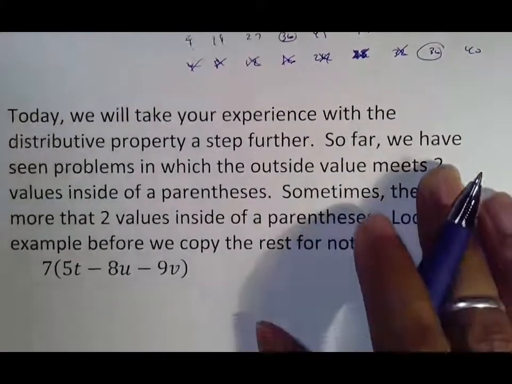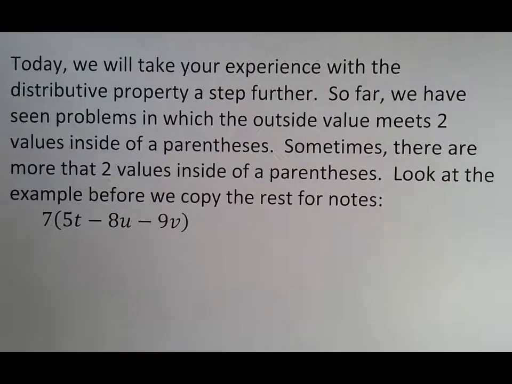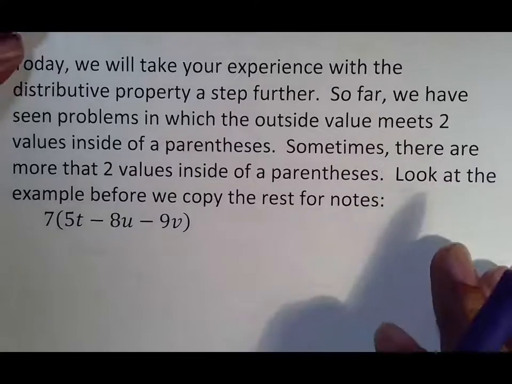So today what we're going to do is take your experience with distributive property a step further. So far we've seen problems where the outside value meets 2 things inside of parentheses, but sometimes there's more than 2. There could be anywhere from 3 to 5 to wherever they want to put in there. So look at this example before we copy the rest of our notes.